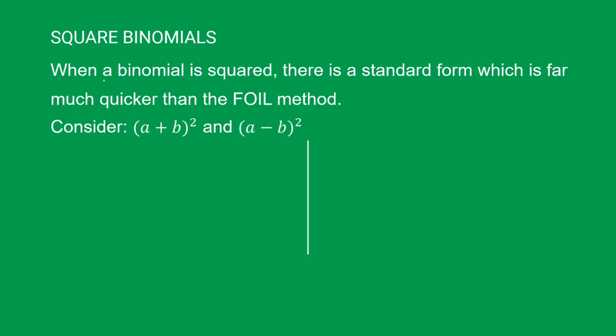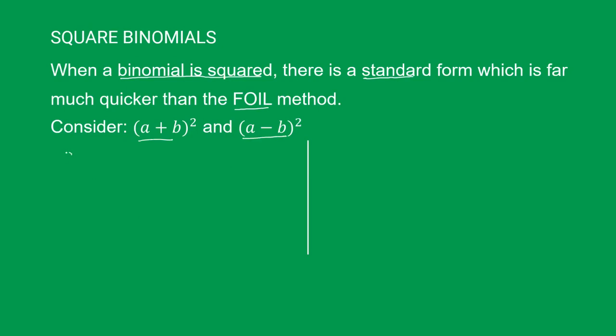Square binomials. When a binomial is squared, there is a standard form which is far quicker than the FOIL method. When you're finding the product of square binomials, it will be easier to use this standard form that I'm going to show you here. So let's consider these two square binomials.